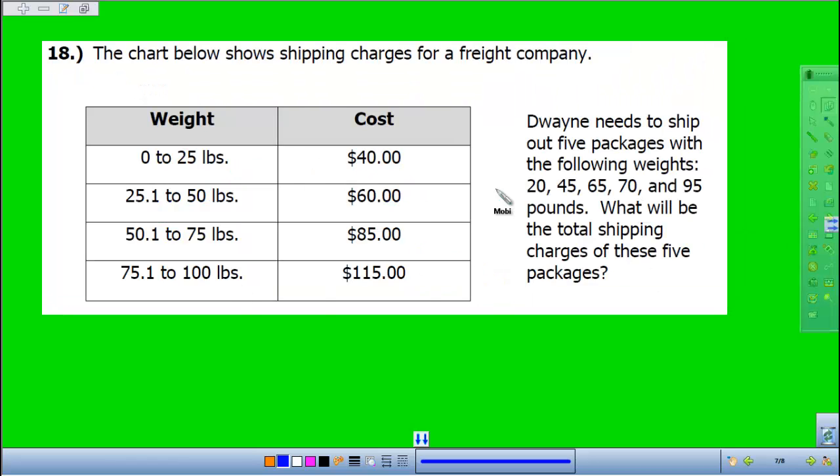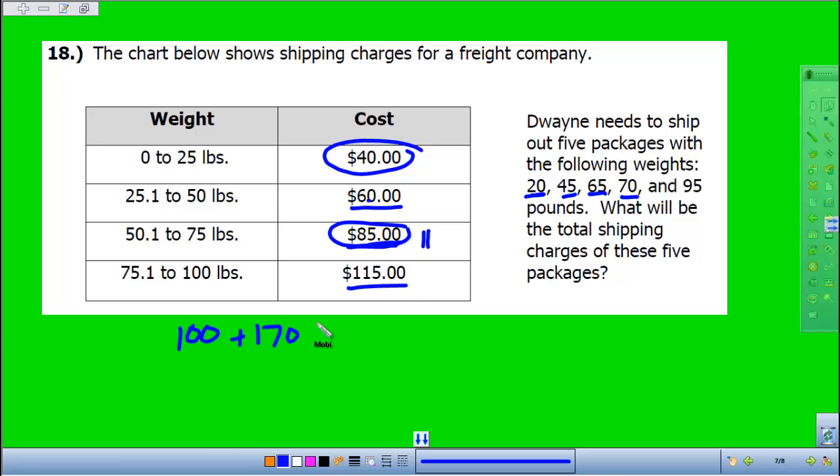Okay, for number 18, they're telling us we ordered a 20-pound package, so it will be $40. We have one of those. We have a 45-pound package, so we're going to have a 60. 65 falls in this area, so we're going to have an 85. 70, which also falls in here, so now we have 2 of them. And a 95, which lands here at 115. So we need to add up 40 plus 60. I know that that's 100. I need to add up 2 of these 85s, which 85 plus 85 is 170, and then 1 of these 115s. When I add that all up, well, then I'll have 270 plus 115, which then is 370 plus 15 is $385 total.